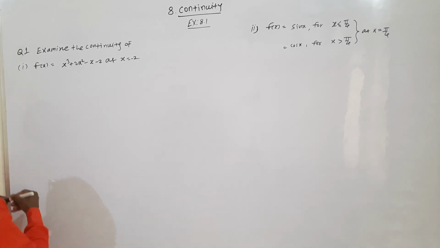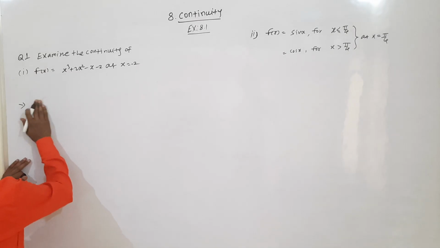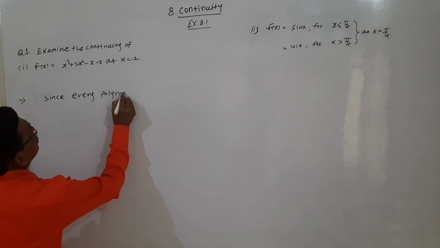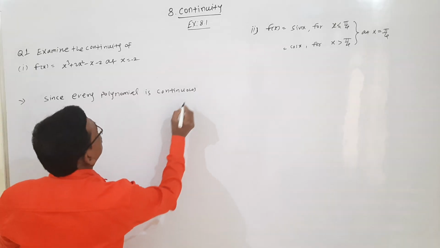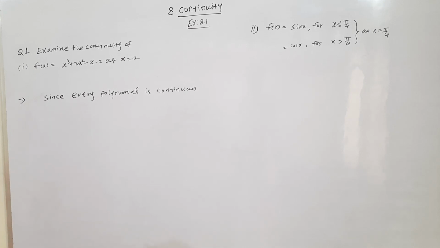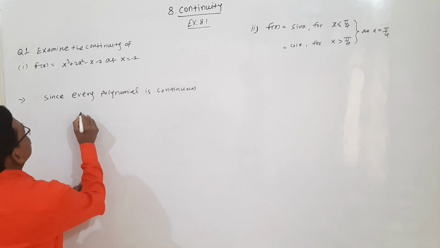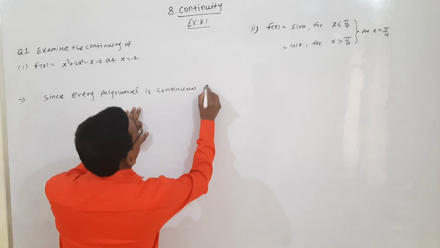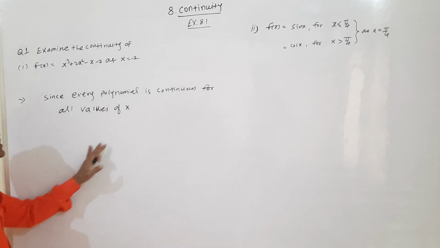So hence this is a polynomial function. Write down the reason here: since every polynomial function is continuous at each value of x, it is also called continuous for all values of x, where x belongs to R.